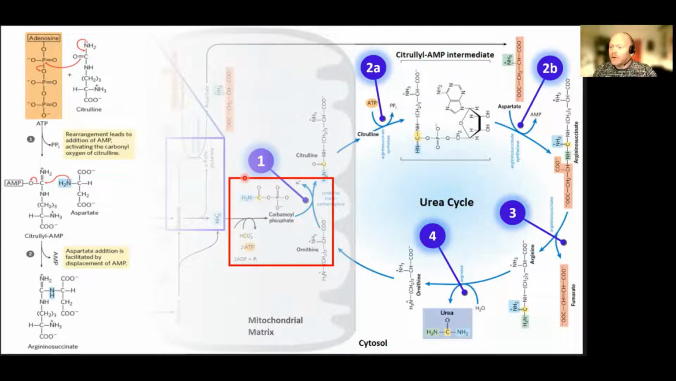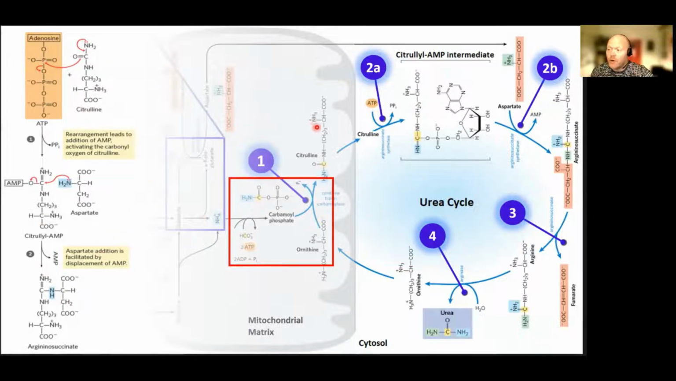Now, in step 1, the enzyme ornithine transcarbamylase attaches it to ornithine that comes in here, resulting in a substance called citrulline. You can see the enzymatic pathway associated with this reaction in the panel to the left here.